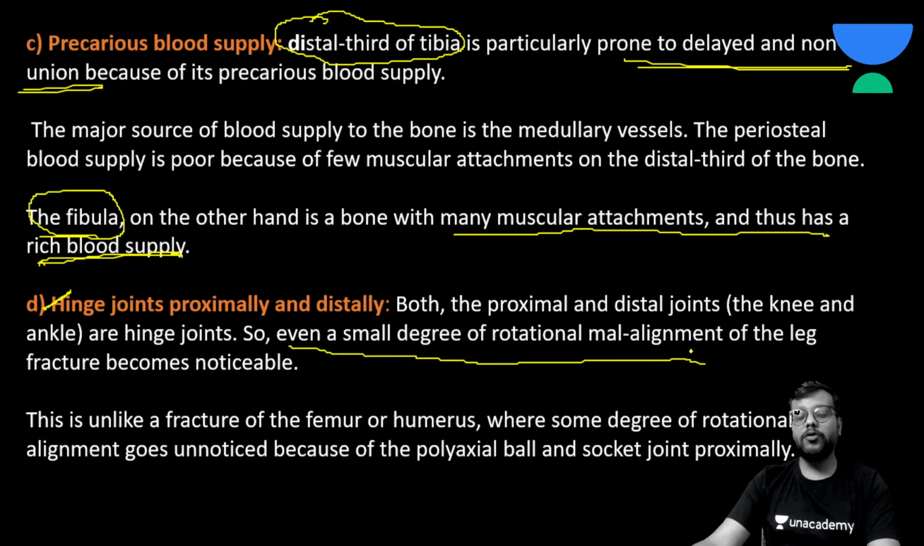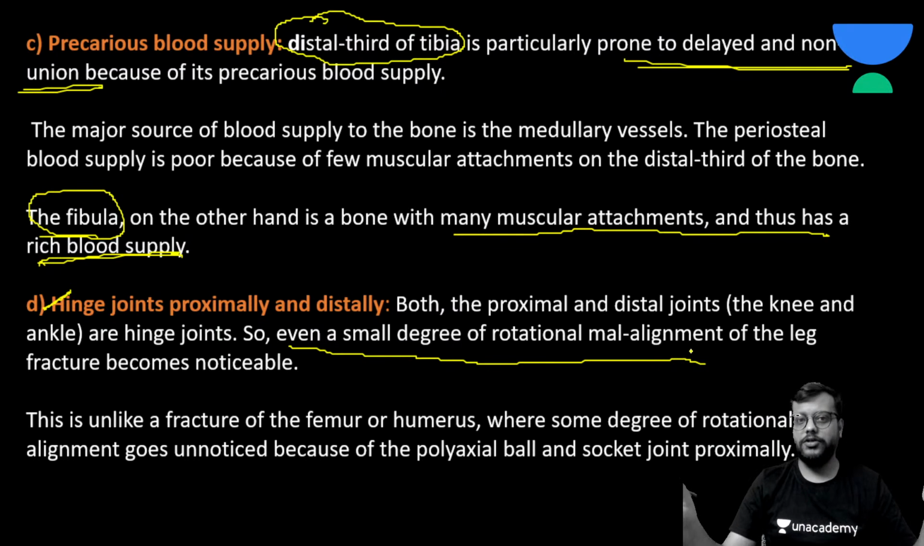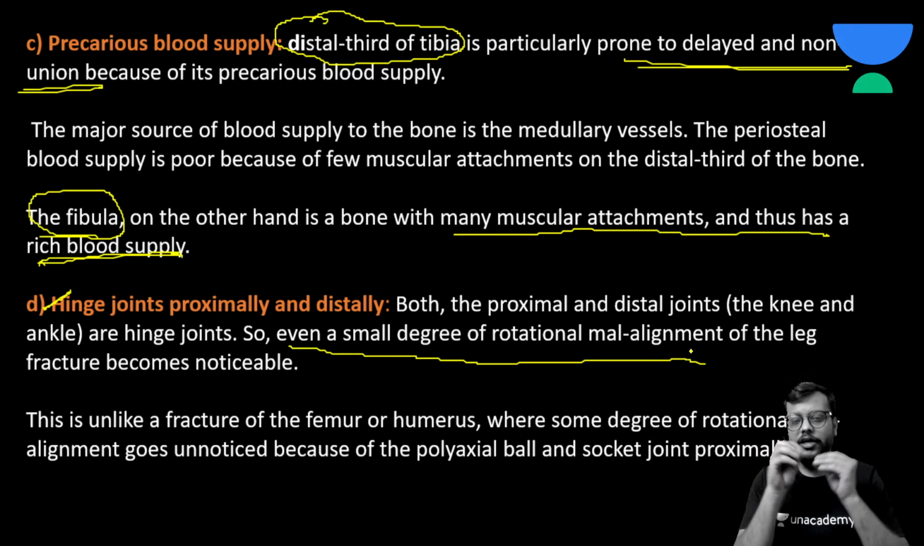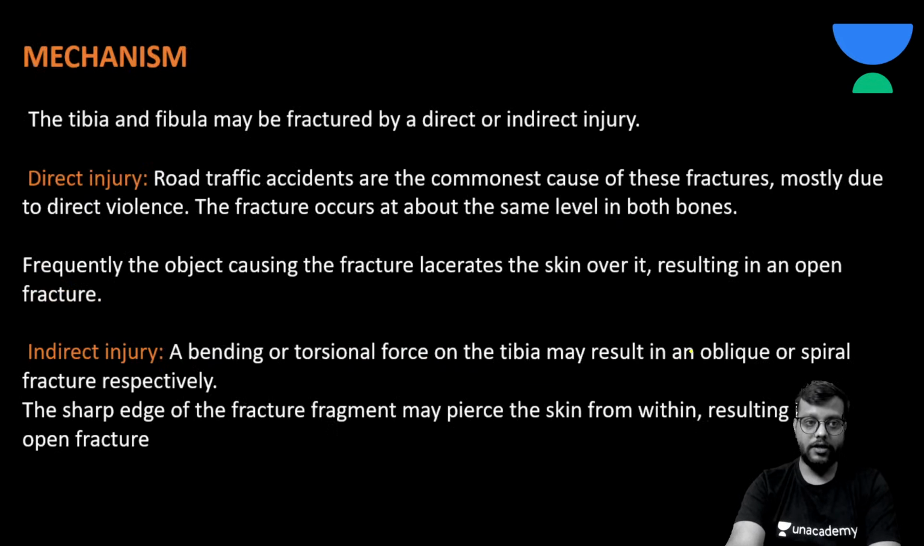Then you will say, sir, this can happen in the femur also. In the femur or humerus it is not so, because the proximal joint is a ball and socket joint, which provides a greater range of motion in all directions. So the little deformity gets concealed. But here both are hinge joints, so even a little malalignment or malrotation or angulation will hamper the day-to-day activity of the patient.